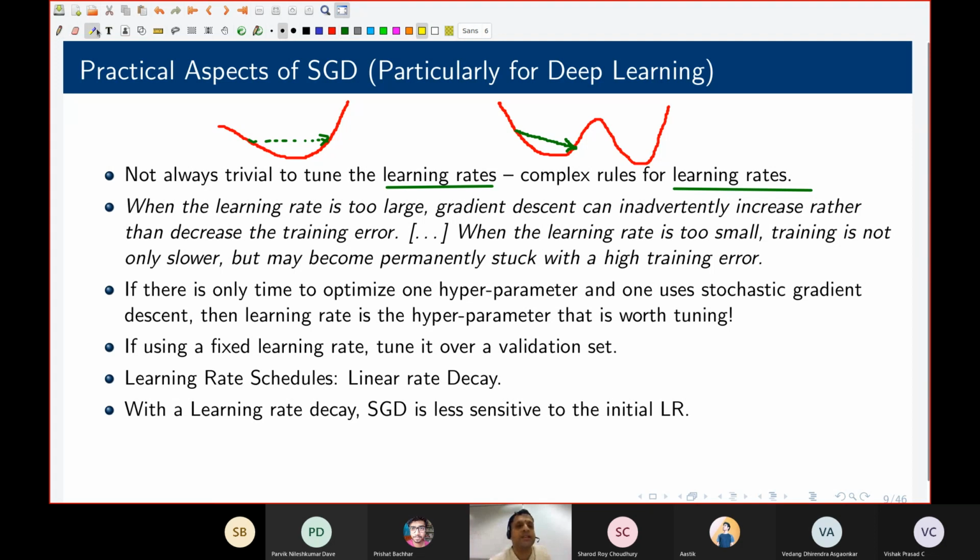And that's the convex case we see in the picture above. That's the reason I put this image. So here you see that the learning rate is too large. But at the same time, it could also help you get out of a local minimum. That's also possible, so it's relative. If it's too small, training is not only slower, but it may just get stuck in a local minimum with high training error, and I would say more generally also a local minimum.